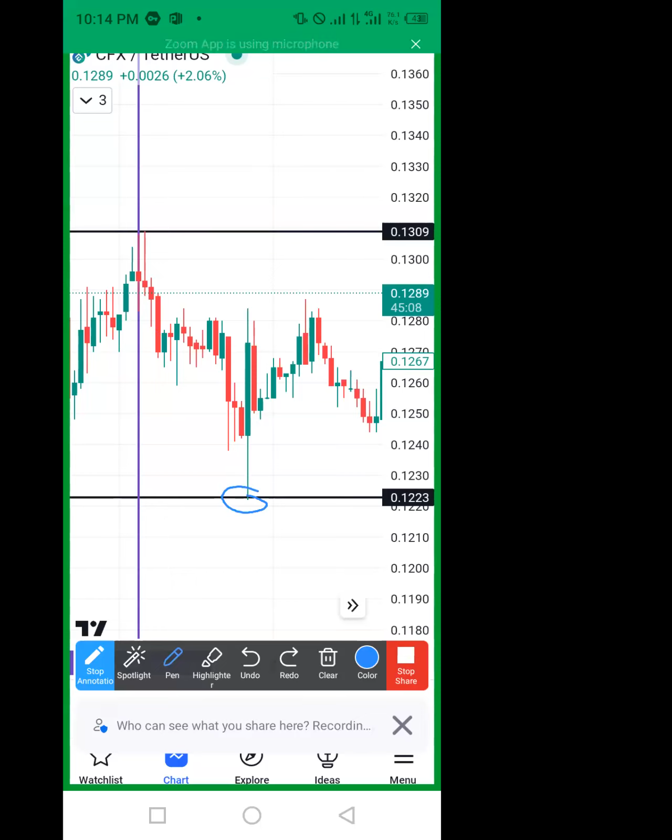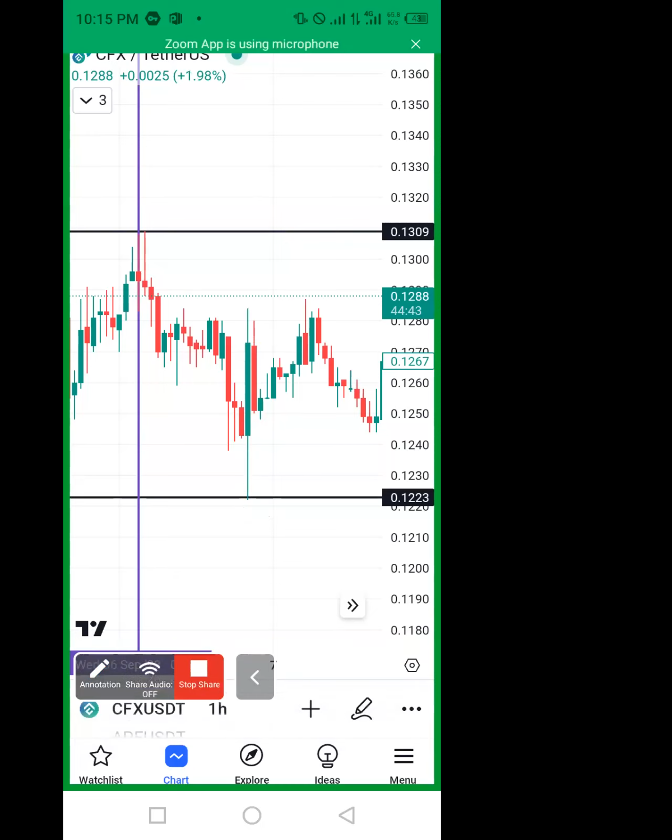When it hits your support line, wait for it to close. Someone who looked at this one waited for it to close. As it closes, it closed from here. And then you can say, I wish I had entered this trade, I would have made money already. No, don't worry. Even if it is a momentum candle, a big candle, leave it, wait for it to close. As it closes, where has it closed from?